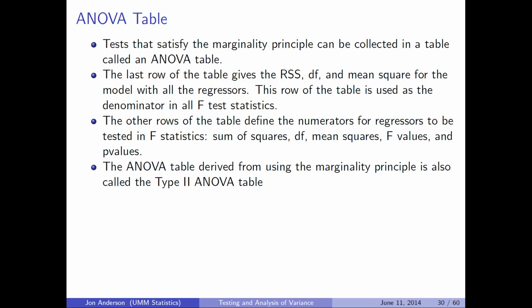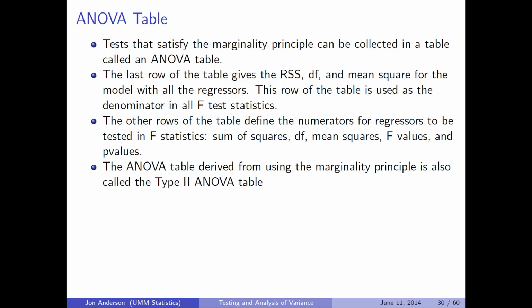A set of tests that will follow the marginality principle can be collected in an ANOVA table also, and this kind of ANOVA table is called a type 2 ANOVA table. The last row in the table will have the residual sums of squares, the degrees of freedom, and the mean square for the model that has all of the regressors that we're interested in under the alternative hypothesis. This bottom row is what defines the denominator of all of our F statistics.